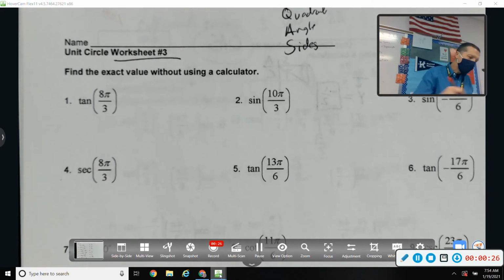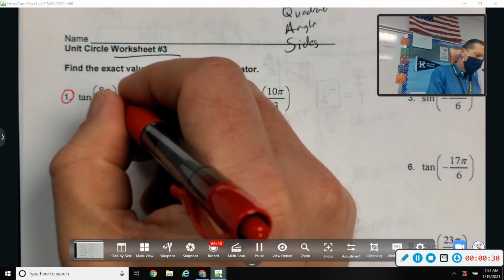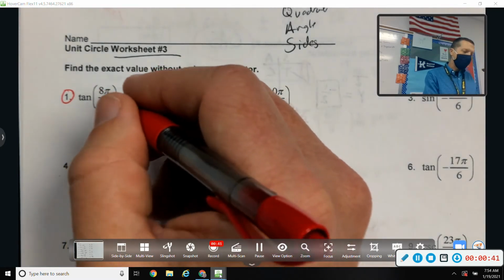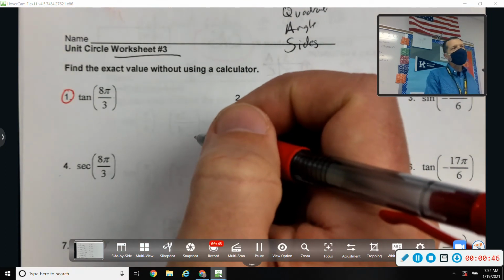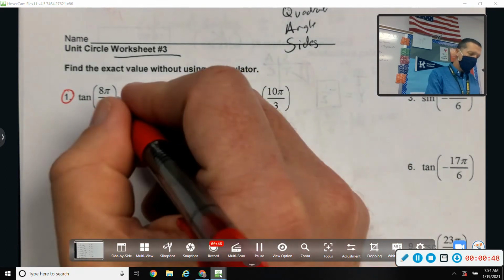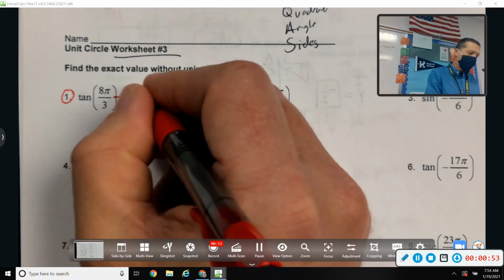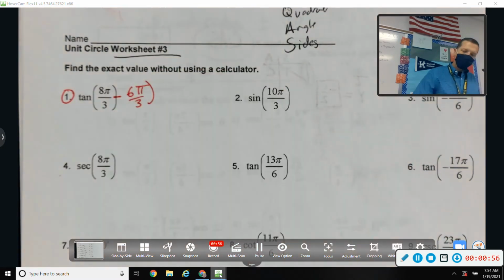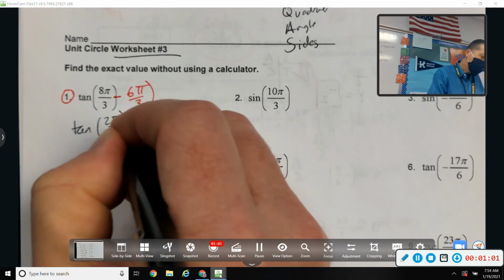All right, number 1, 8 pi over 3. Do we know what quadrant 8 pi over 3 is in? I'm going to say I don't know. So what can I do to make that a better value? That's bigger than 2 pi, so how can I get that? Let's subtract 2 pi, which would be 6 pi over 3. So tangent of 2 pi over 3.